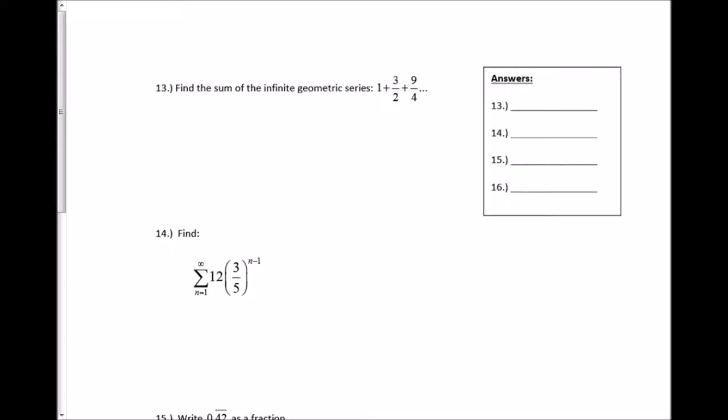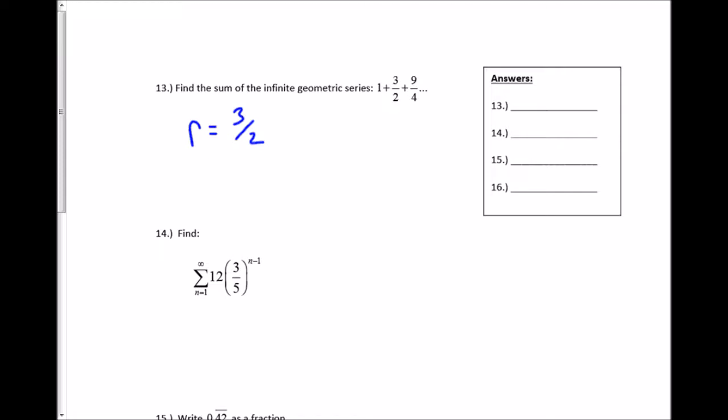If I look at this one, it says to find the sum of the infinite geometric series. Infinite geometric series, the first thing I need to do is check the r value. And this time it looks like the r value is 3/2. I'm multiplying by 3/2 each time, which means when I'm talking about infinite geometric series, I need to consider if this thing is going to converge or diverge.